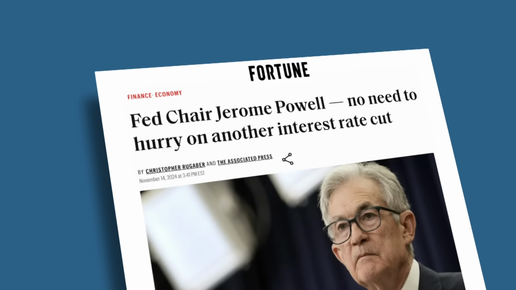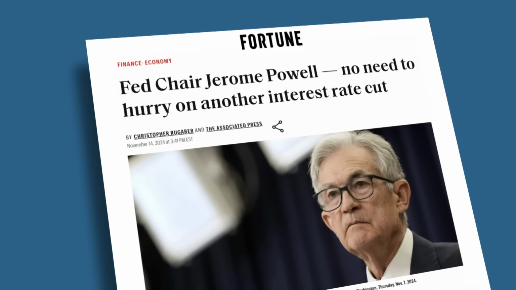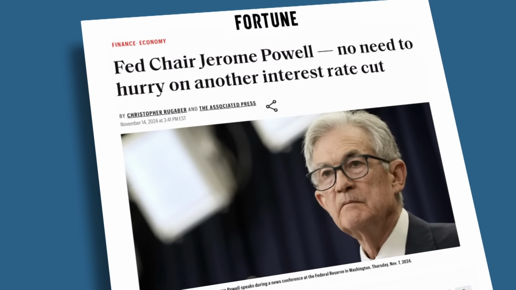And this new reality prompted the head of the Federal Reserve to signal that US interest rates may stay higher for longer than anticipated, meaning that gap between Canadian and American interest rates is now expected to widen even more, sending the Canadian dollar even lower.